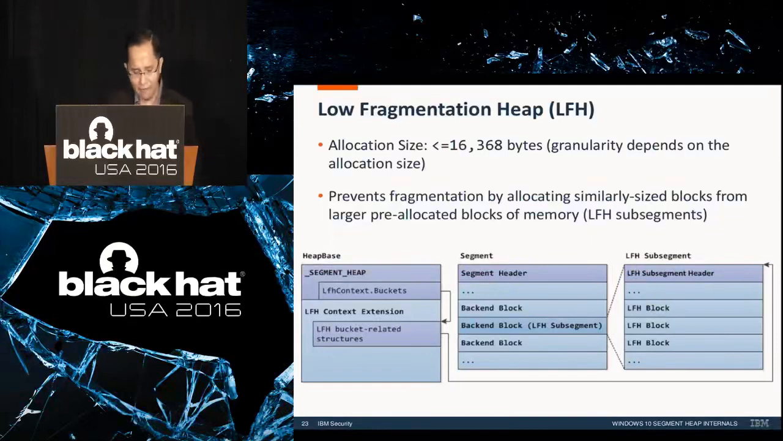So similar to the LFH in the NT heap, the LFH prevents fragmentation by allocating similarly sized blocks from larger pre-allocated blocks of memory, which in this particular case are the LFH subsegments. LFH subsegments are just a special type of backend block, and LFH bucket-related structures here, which are allocated from the LFH context extension, point to these LFH subsegments.